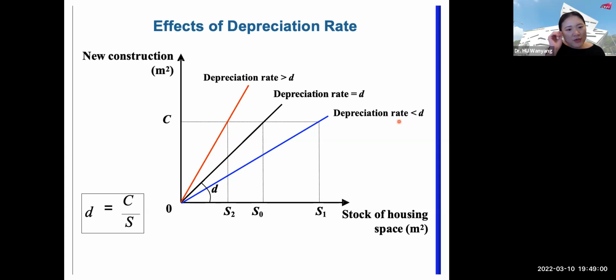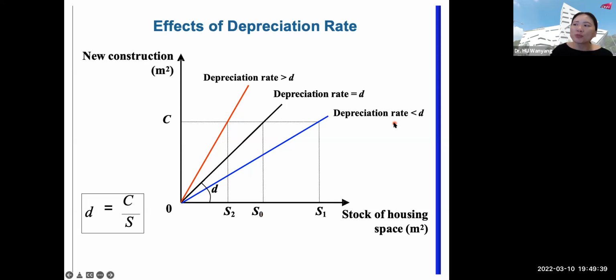The stock of housing will change as well. So this suggests that the change in the housing stock to some extent depends on the depreciation rate. For example, if we have a higher depreciation rate, we have a counterclockwise rotation of this line. So if the new construction is fixed, the stock of housing will be smaller, because now we have a higher depreciation rate.